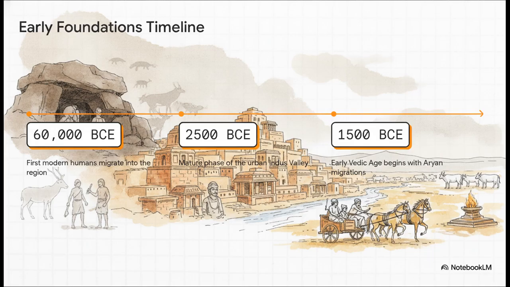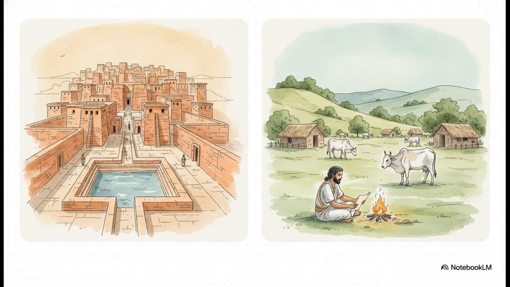By 2500 BCE, the Indus Valley Civilization was suddenly rivaling Egypt and Mesopotamia. It was incredible. But nothing lasts forever. As those major cities started to decline, Indo-Aryan groups arrived around 1500 BCE, and that kicked off the early Vedic Age. Now, what's really interesting about this slide is the sheer contrast between these two foundational eras. It's like shifting gears completely.